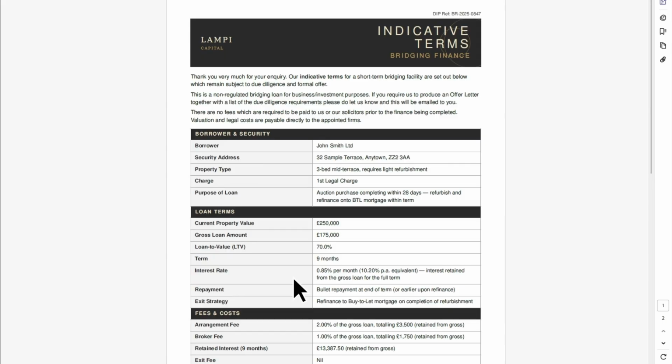Then the exit strategy, not all lenders will have this, but it is very important that the lender knows what your plan is. Are you planning to sell the property, refinance it? Are you planning on getting development finance? So this just clarifies that.